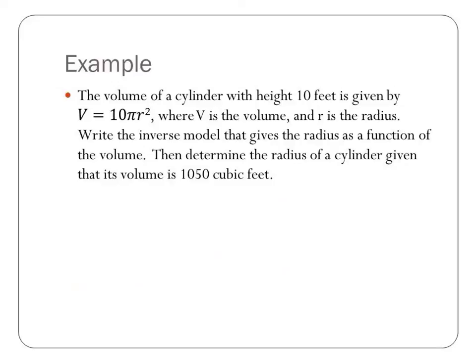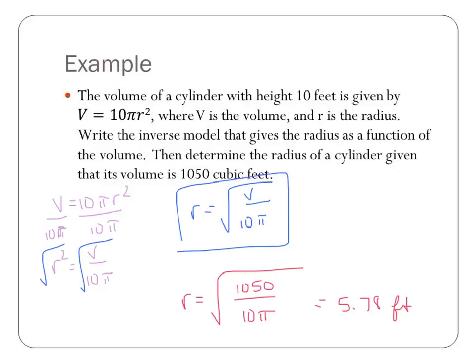And one last example. In fact, why don't you go ahead and pause the video and see if you can complete this. Alright, and for the inverse model that gives the radius as a function of the volume, I got r equals the square root of V over 10 pi. And when you put in 1050 for the volume, make sure you put parentheses around your 10 pi on the bottom, and you get 5.78 feet.